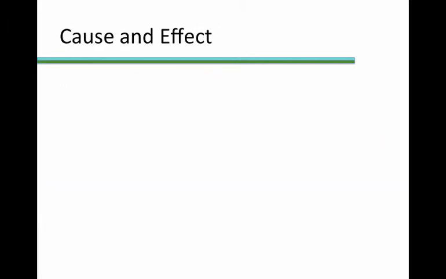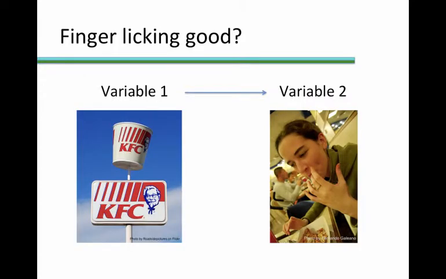First of all, we can think of most experiments as testing a cause and effect relationship. We usually want to see if one variable, the cause, has an effect on another variable. So for example, we may want to see if Kentucky Fried Chicken really is as finger-licking good as it claims to be. In this case, eating chicken would be our cause, and licking fingers would be the effect.